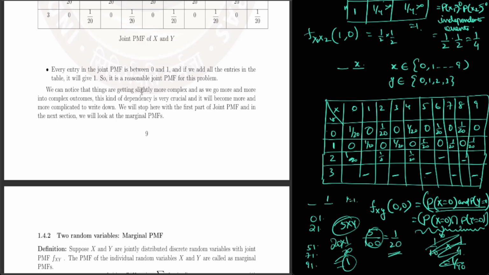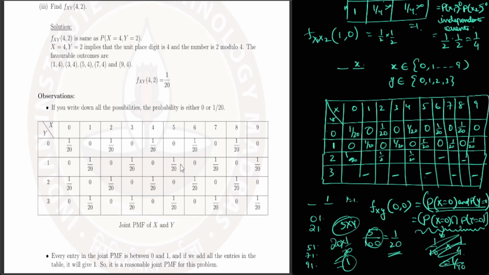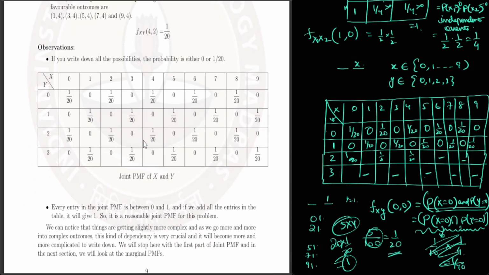We can notice that things are getting slightly more complex, and as we go into more complex outcomes, this kind of dependency is very crucial and it will become more and more complicated to write down. We'll stop here with the first part, joint PMF, and in the next section we'll look at marginal PMF. Okay, we've done joint PMF, so I'll close this now.